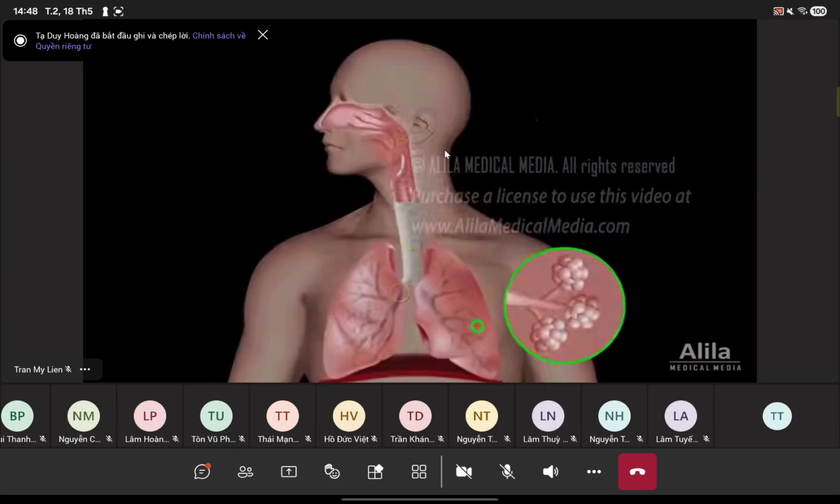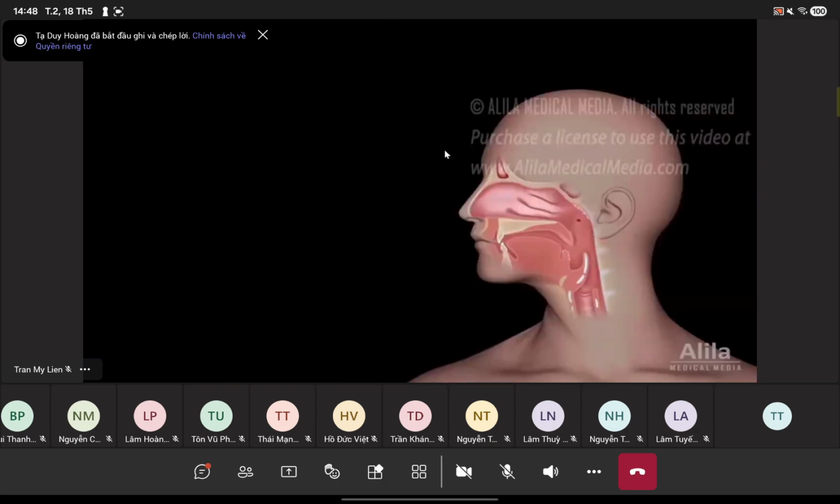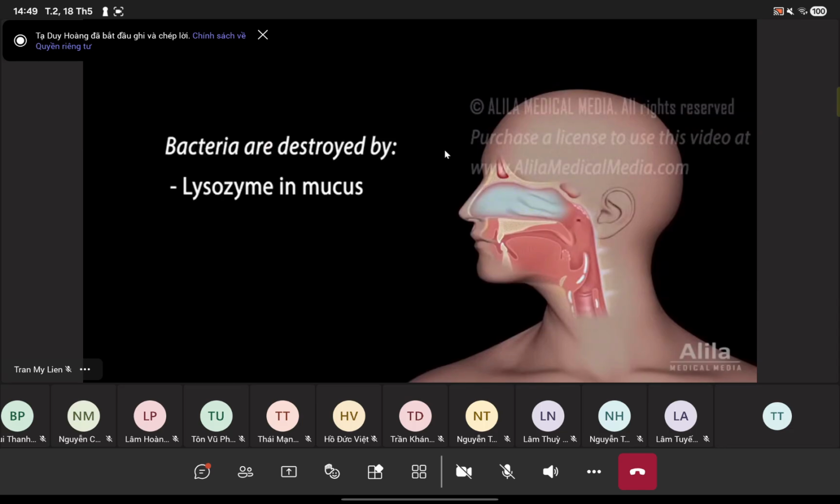The nasal cavity is lined with a ciliated mucous membrane. The sticky mucus traps inhaled particles, while the beating of cilia drives debris-laden mucus toward the throat to be swallowed. Inhaled bacteria are destroyed by lysozyme in the mucus. Additional protection against potential pathogens is provided by lymphocytes and antibodies.